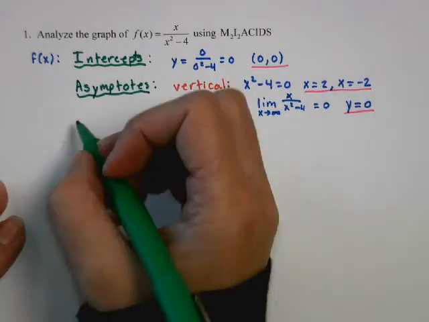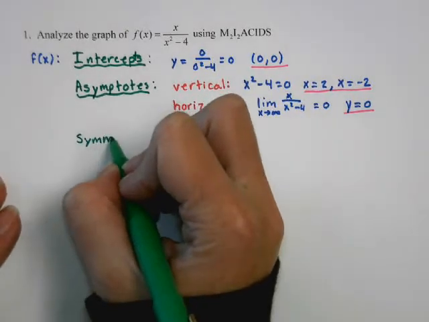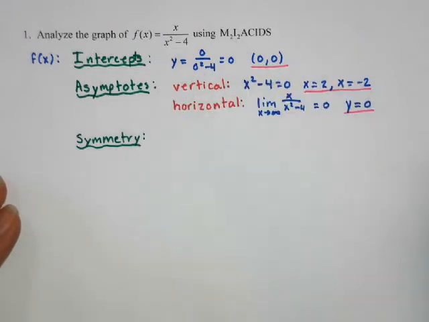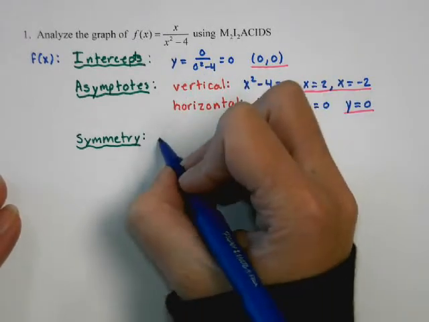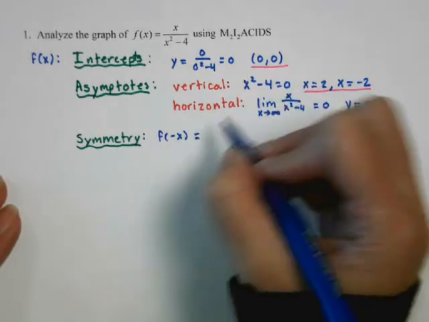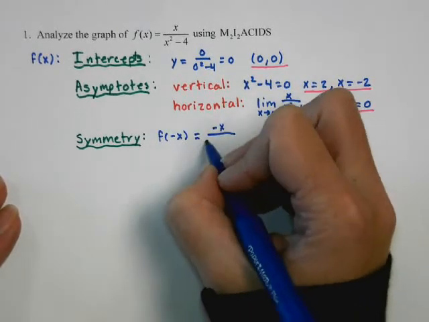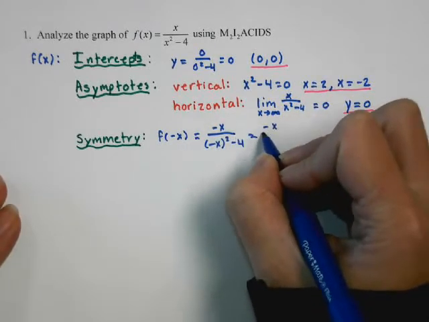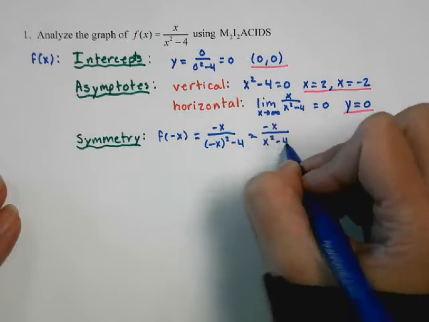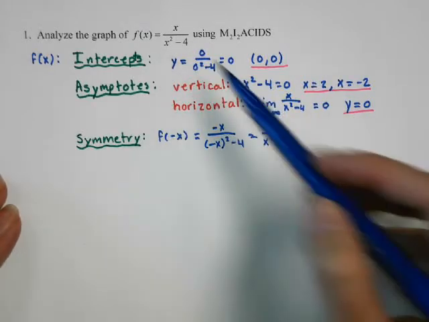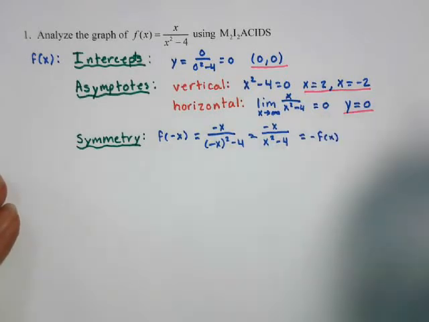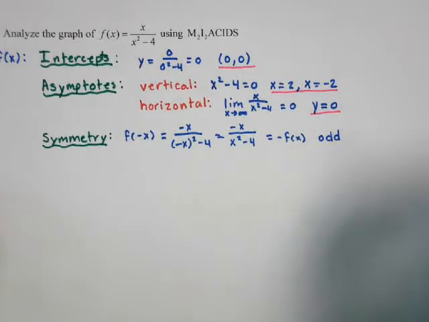The last thing that we can get from f of x is symmetry. So we're going to investigate f of negative x, which is going to give me negative x over negative x squared minus 4. So we have negative x over x squared minus 4, which is the opposite of what we started with. So this is negative f of x, which means this is odd, which means this graph is symmetric to the origin.